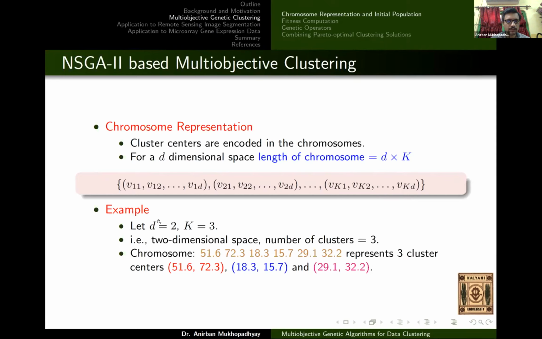Just for example, if D equal to 2 and K equal to 3, D number of dimensions and K number of cluster centers. If you have a chromosome like this, it actually represents 3 cluster centers. The first 2 values represent the first cluster center, the second 2 represent the second cluster center, and the last 2 represent the third cluster center. This way we can encode and decode our clustering solutions.